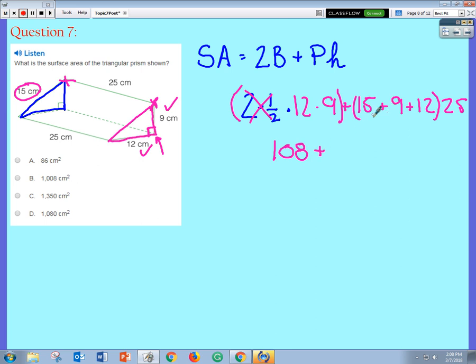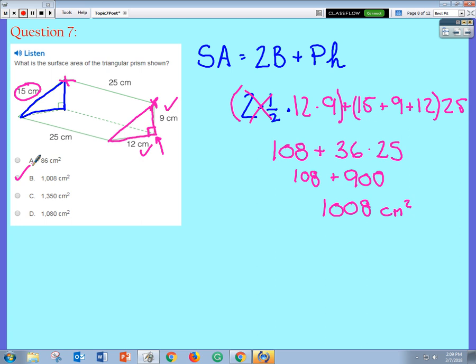Plus, let's add all this up. 15 plus 9 gives me 24. I believe 24. 24 plus 12 gives me 36. And now I have to times that by 25. All right. 36 times 25. I have 36 groups of 25. That's going to give me 900. 900 plus the 108. 900 plus 108 gives me 1,008 square centimeters. I'm going to label that answer. There's my answer choice. Okay.